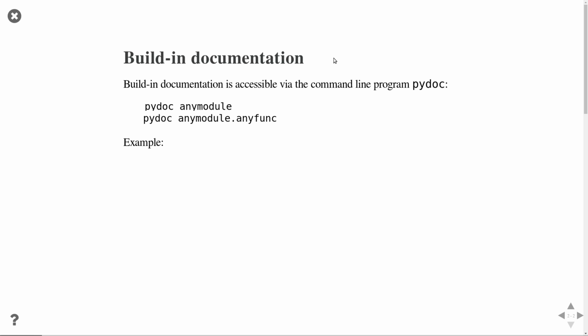Also, Python comes with built-in documentation. If you want to know something about a specific module that you're working with, or maybe a function in a module that you want to learn more about, you can use the command pydoc in the bash shell. Just type in pydoc and then the name of the module, or pydoc module name.function name, and it will give you the documentation about that function.